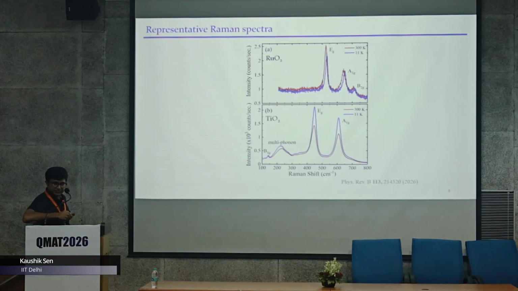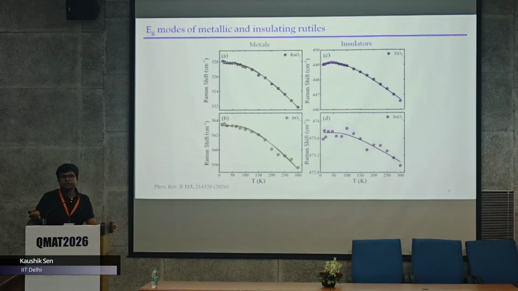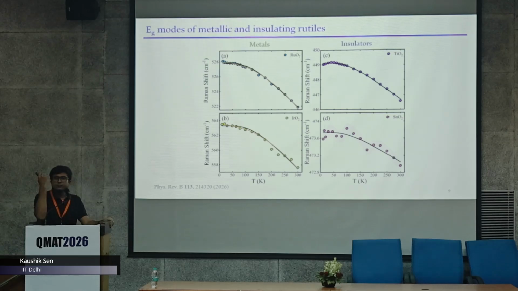I can compare them. And what can you compare? The phonon frequency. For example, how the frequency of this phonon changes with respect to temperature in both compounds. This is for the metals, RuO2 and IrO2, and this is for the insulators, TiO2 and SnO2. When you look at the data, you see that when you cool down, the phonon frequency increases. This is a very normal phenomenon.